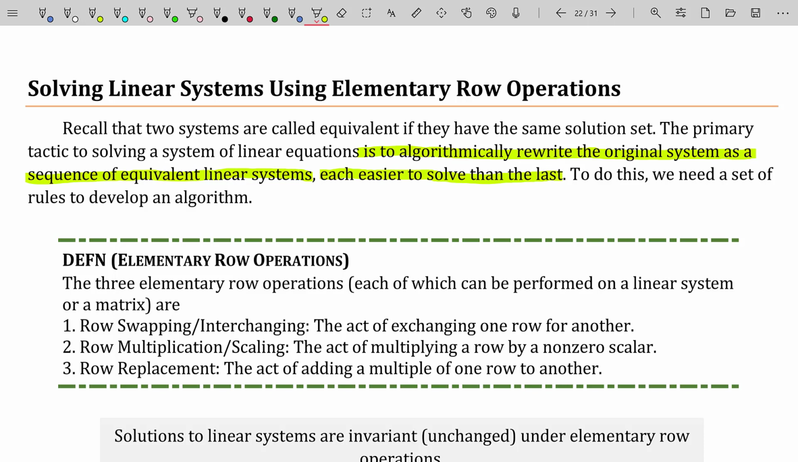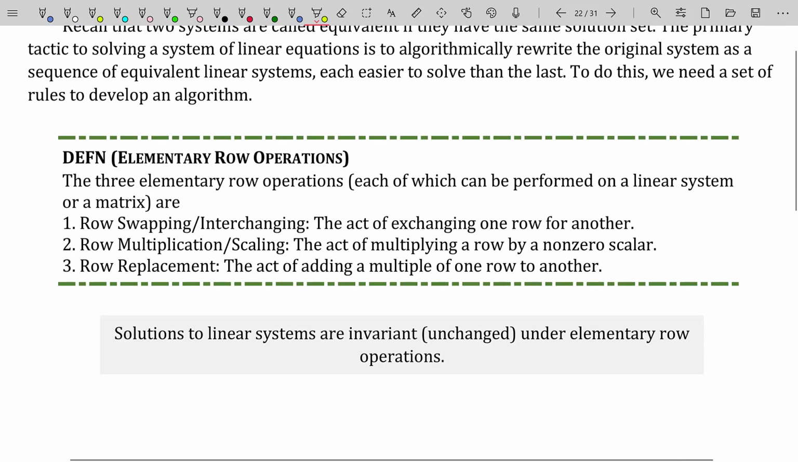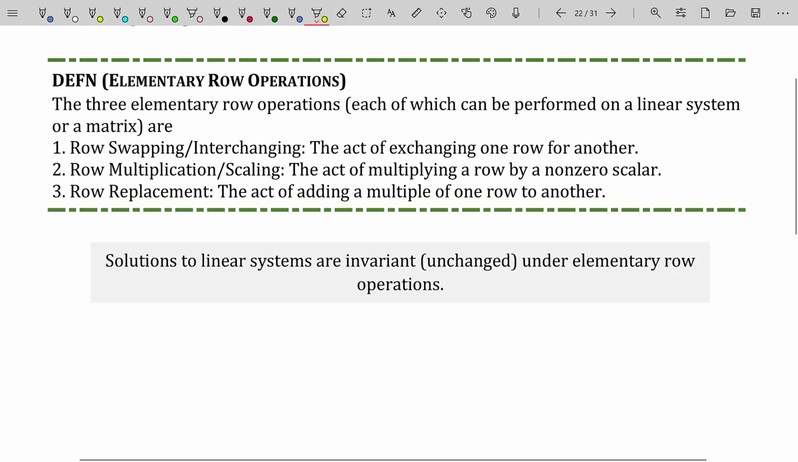Each time we create a new system, we want it to be easier to solve than the previous system. And to do this, we need a set of rules to develop an algorithm. What is our set of rules? Well, we call them the elementary row operations. And they're really neat. I love this conversation in an intermediate algebra class because it kind of blows people's minds when you take a very simple example and showcase that, guess what? The solution doesn't change to the system, even if I do these things.